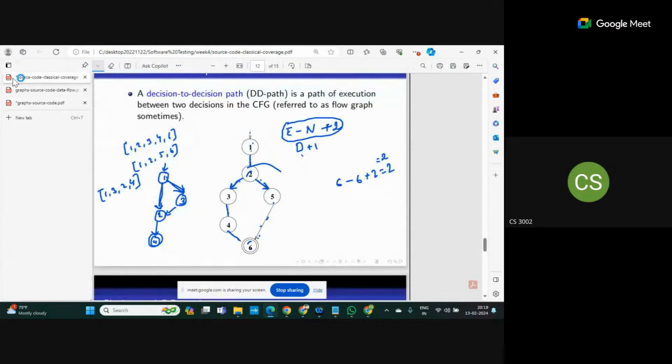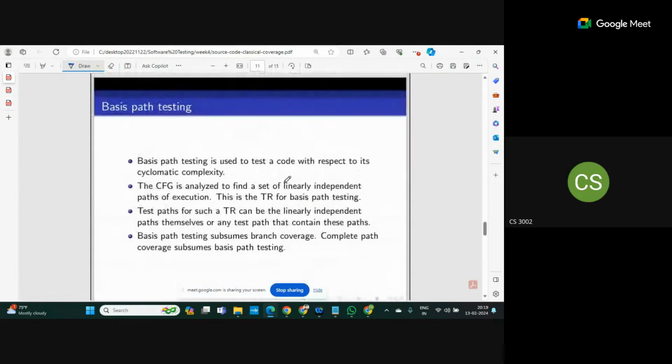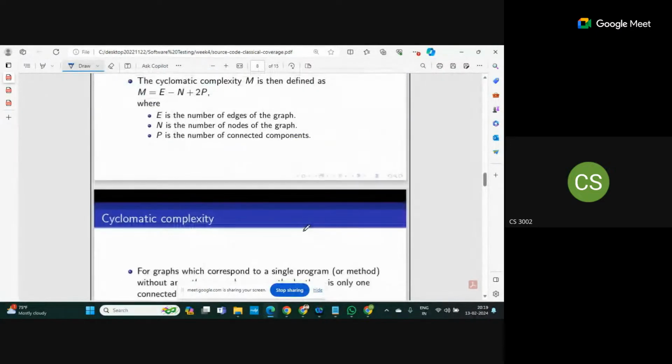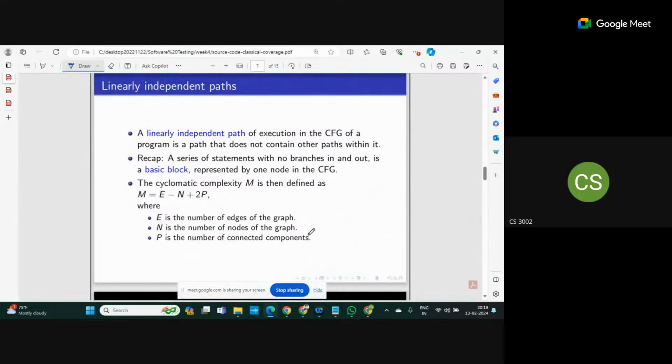So one more thing, you have to be a little careful whenever the formula is there. The main formula has a P component also. I don't know if it's there here or not. Yeah, P. So what is P? Connected components. Basically, if graphs are connected in multiple ways, like one graph is there and there is a second graph and a third graph, then we can also find the cyclomatic complexity within that.